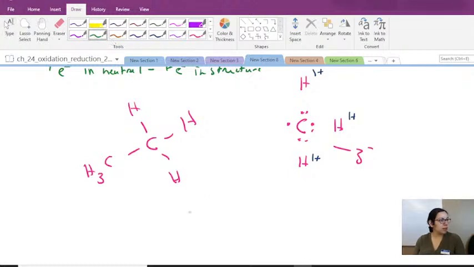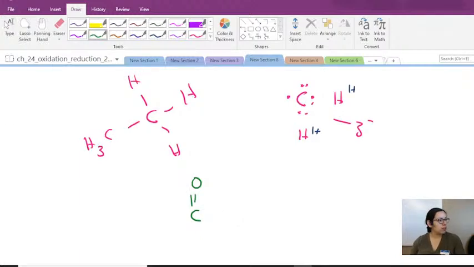So let's look at another scenario. We have carbon, double bonded oxygen, and let's just put a hydrogen and a carbon on here for now. We're only focusing on this carbon. See if you can pull off the electrons like we said. Give the electrons to the most electronegative atom, and we'll see what we get for oxidation states.